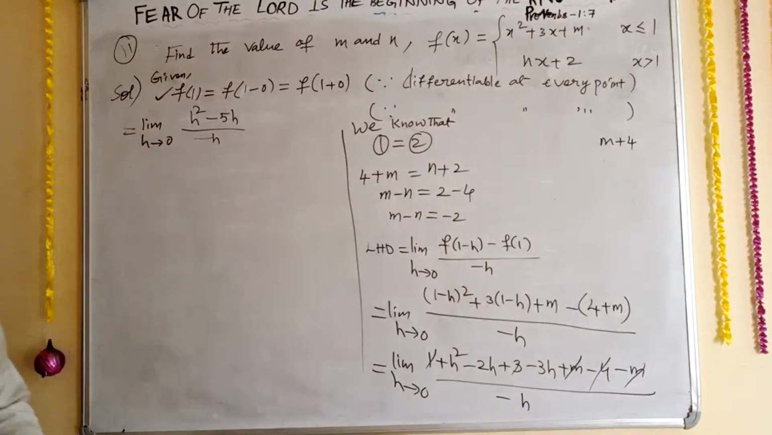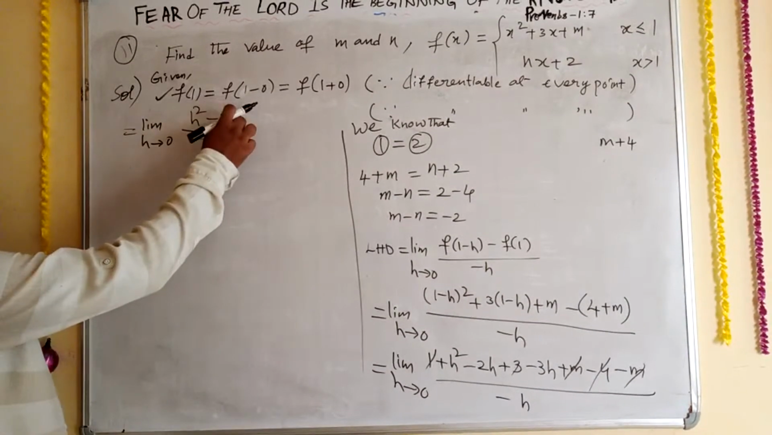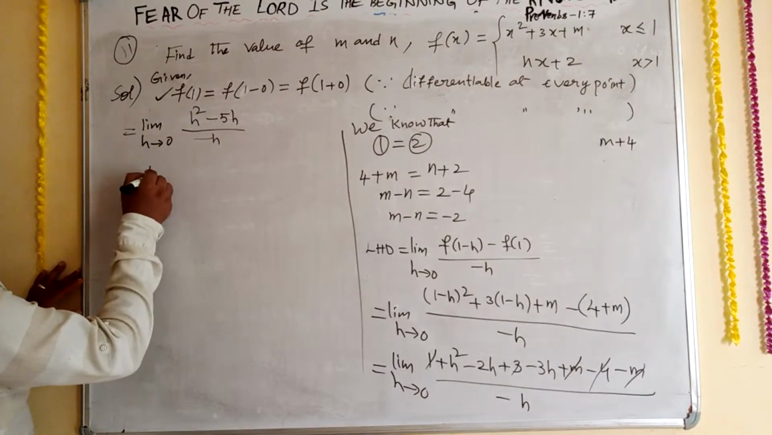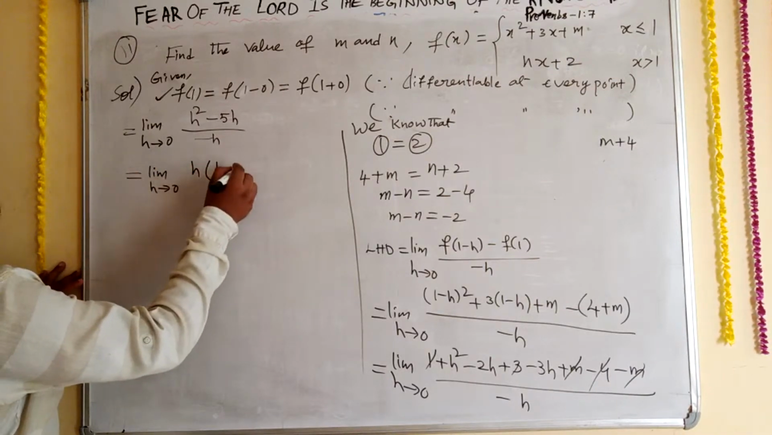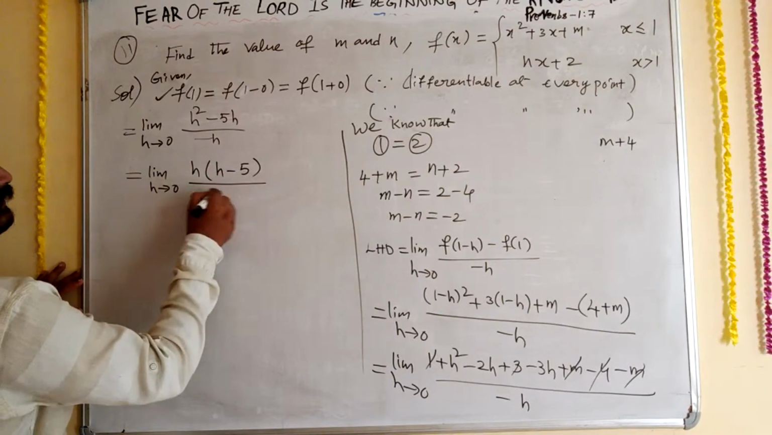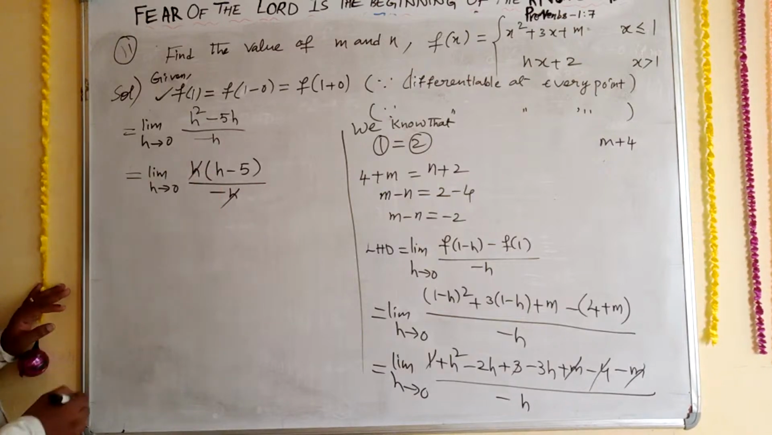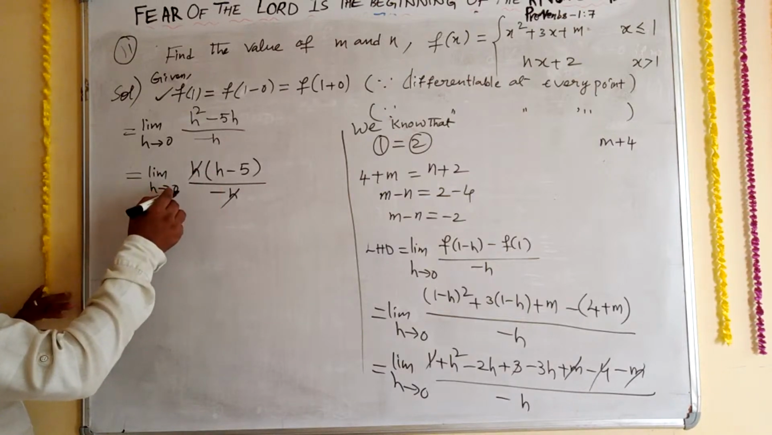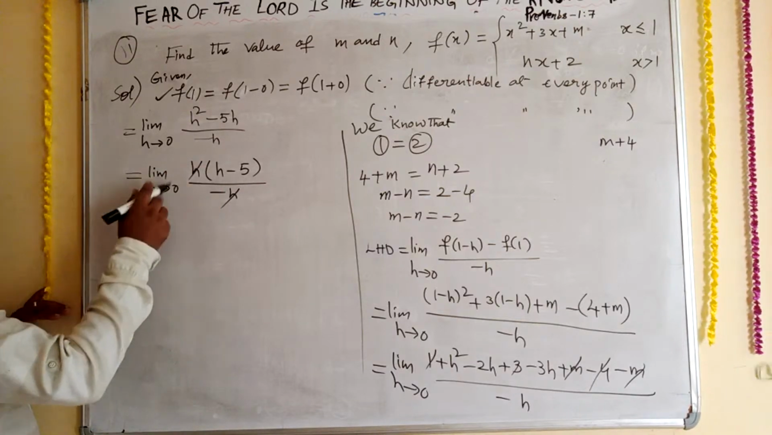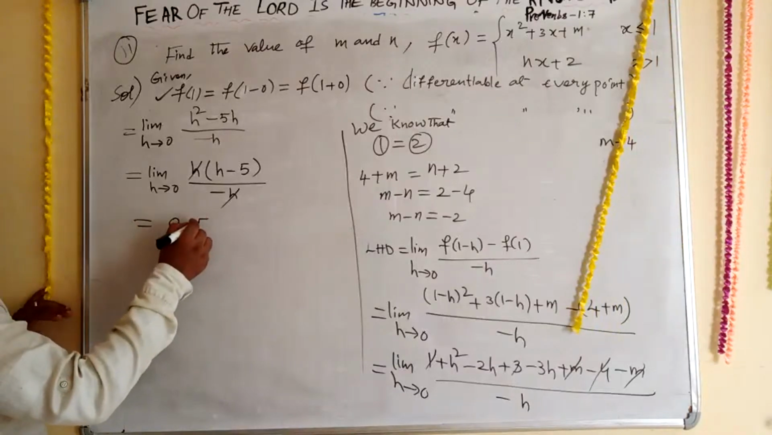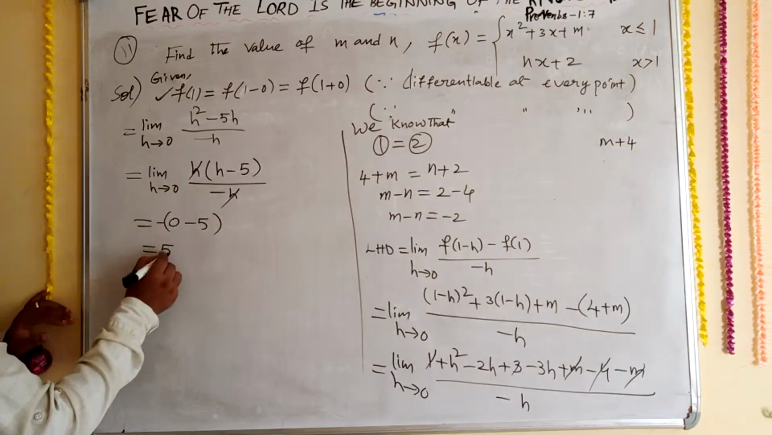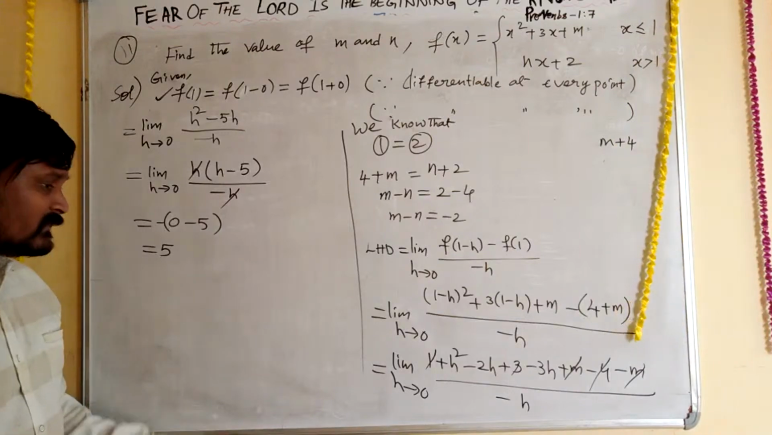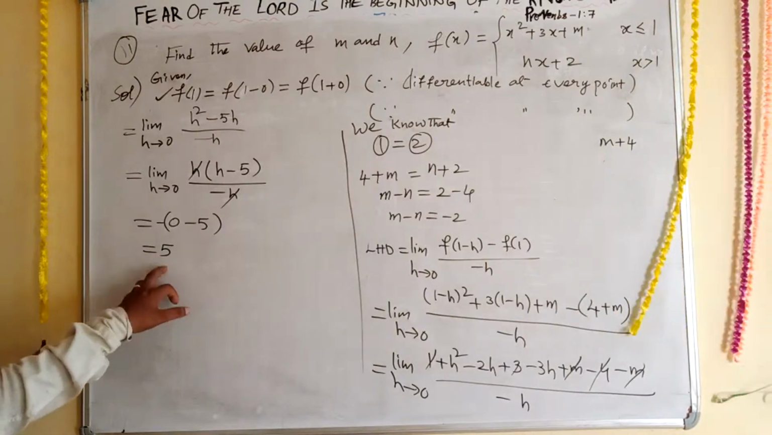So now what I can write in this place, take h common. So when you take common, what you get? Limit h tends to 0, h common, h minus 5 upon minus h. H gets cancelled. Wherever limit h is there, substitute 0. Now limit removed, 0 minus 5 and here the minus symbol. So now you get 5. So now here you got 5.